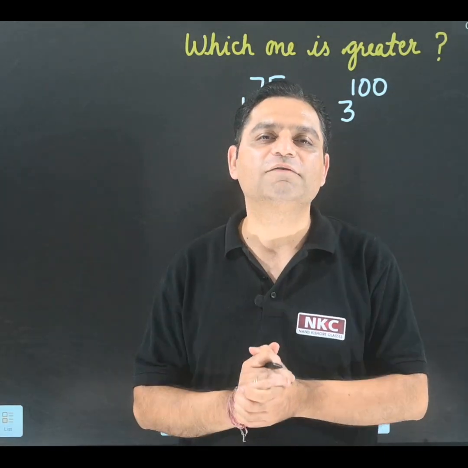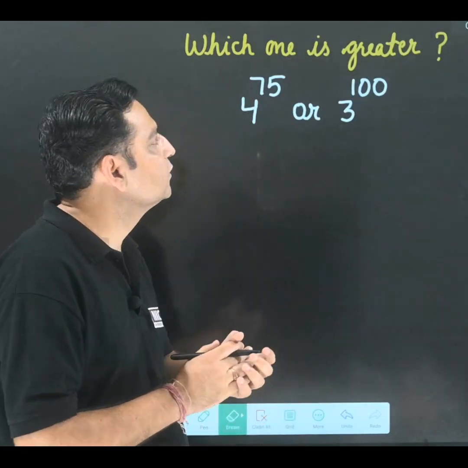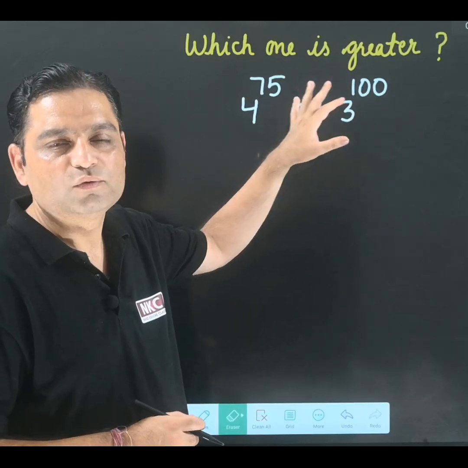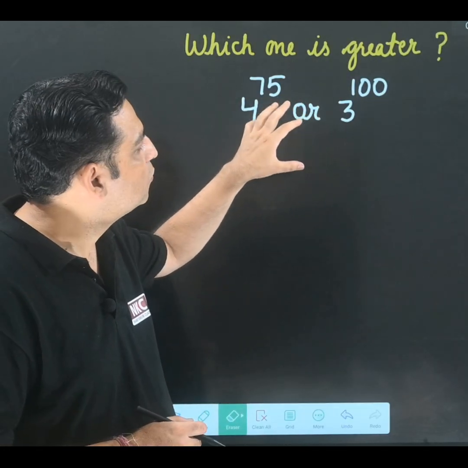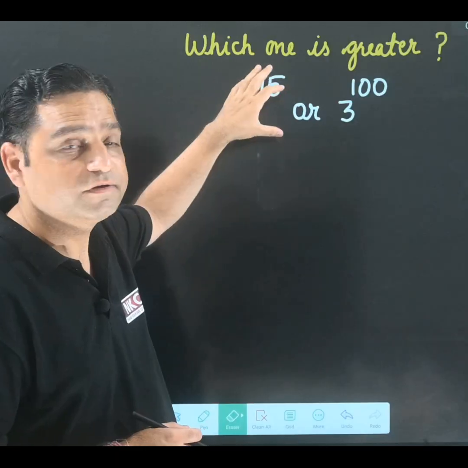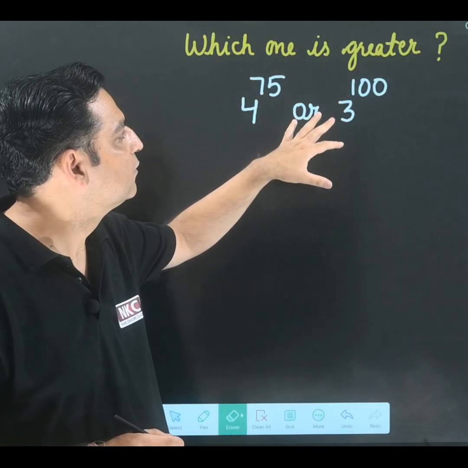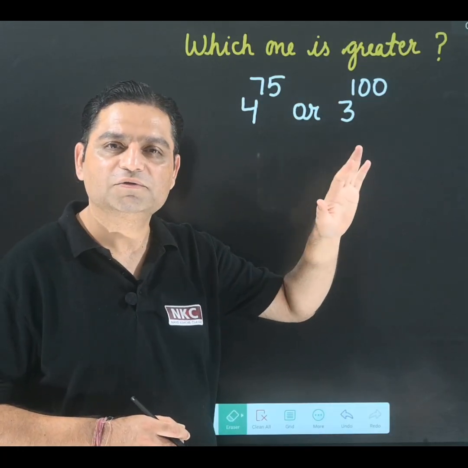Today's lecture is going to be very interesting. Have a look on the screen. We are going to study today which one is greater out of these two terms. Both are exponents, like 4 to the power 75 or 3 to the power 100. Which one is greater? We will study the basic concept today.